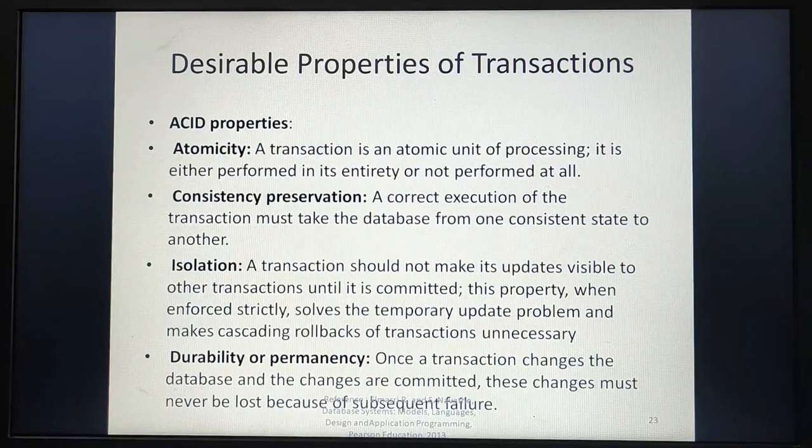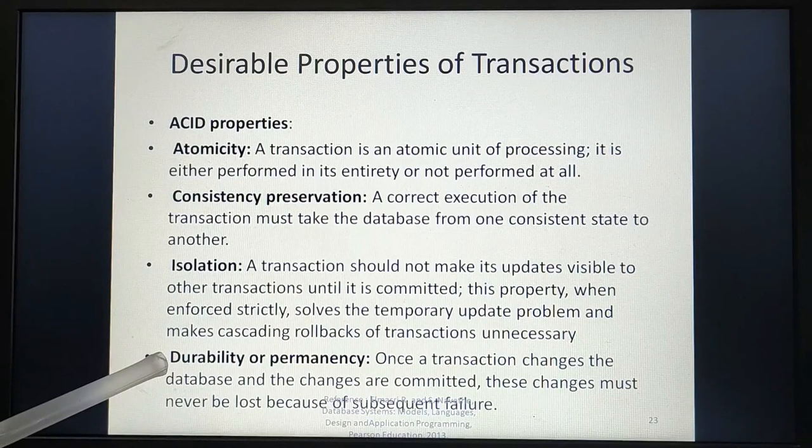Second is consistency preservation. A correct execution of the transaction must take the database from one consistent state to another consistent state. An intermediate or half-done state is not permitted. Next is isolation. A transaction should not make its updates visible to other transactions until it's committed. This property, when enforced strictly, solves the temporary update problem we already discussed and makes cascading rollbacks of transactions unnecessary.